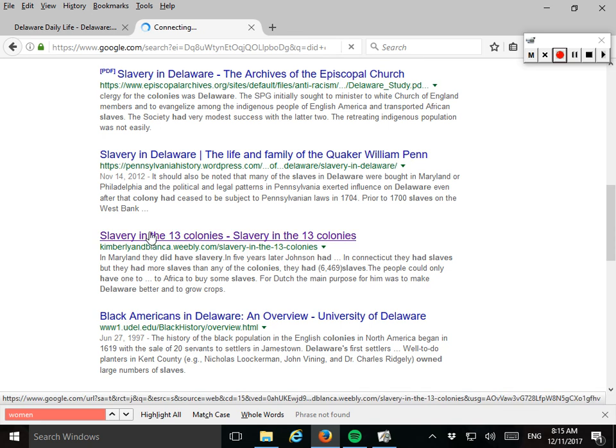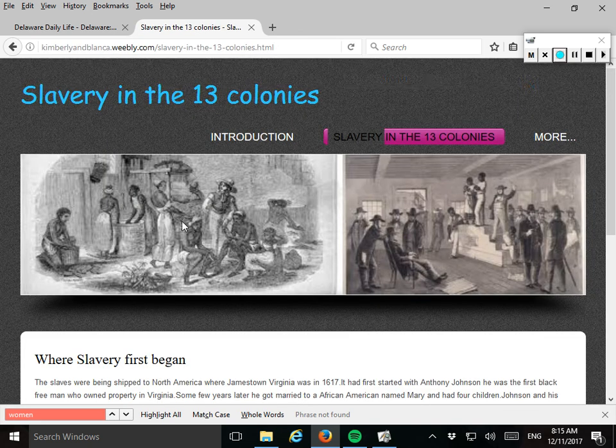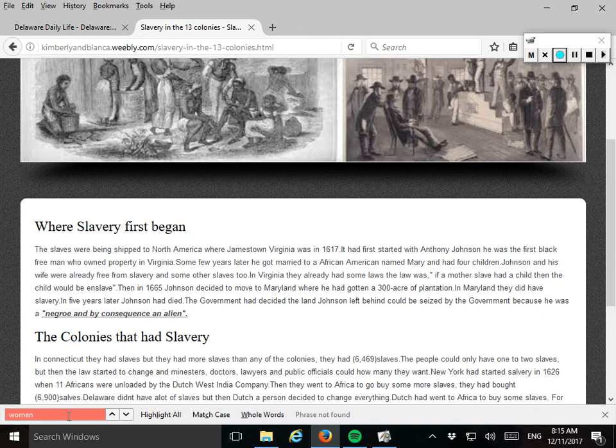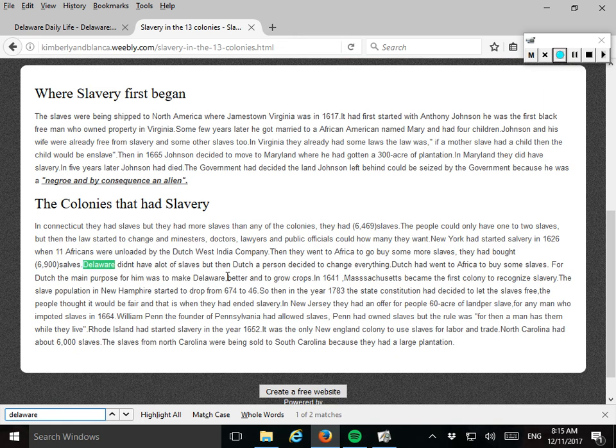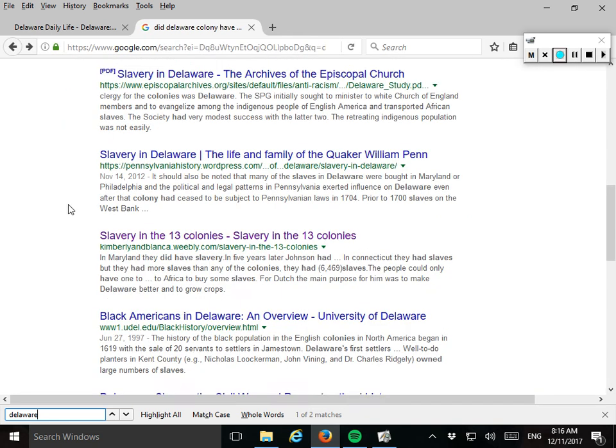Let's take a look at this one, slavery in the 13 colonies. So slavery, and then I'm looking for Delaware. So let's see what Delaware comes up with. Delaware didn't have a lot of slaves, but then the Dutch person decides to train it. Man, this sure looks like someone wrote this as a report or something. This doesn't seem to have a lot of background support information, but it does acknowledge that Delaware had slavery.